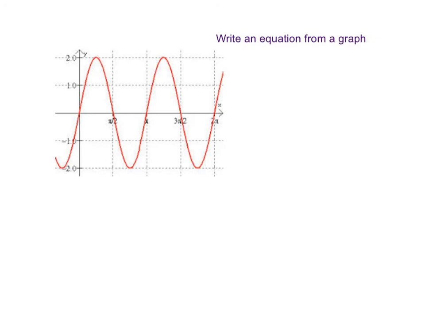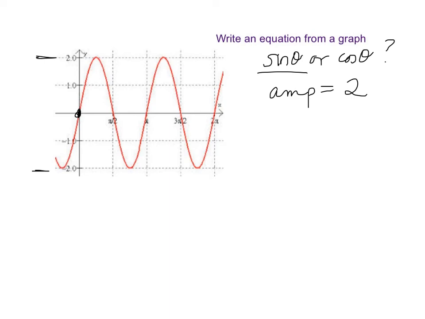Okay, here's one more. We're going to write the equation from the graph. First of all, I want to determine if I want to do sine or cosine. I'm going to look at the origin since I have a choice, and since it crosses at the origin, I'm going to pick sine. All right, the second thing I want to determine is the amplitude. I check, and it goes up to 2 and down to 2, so my amplitude is going to be 2.